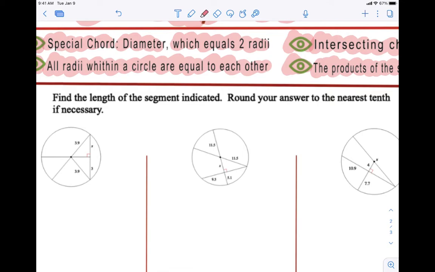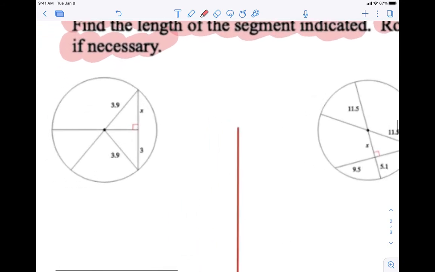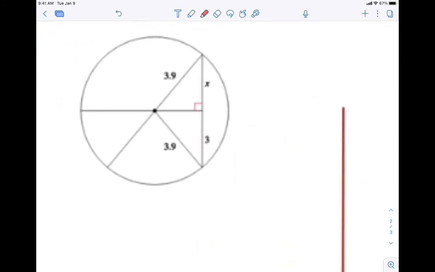The instructions say we're going to find the length of the segment indicated. We're going to round our answers to the nearest tenth if necessary. Okay. So let us take a look here. We have our circle here, and we have our diameter here that goes from this side of the circle all the way across to that side of the circle. It's a diameter. And we have this radius from the center to the side that is 3.9.